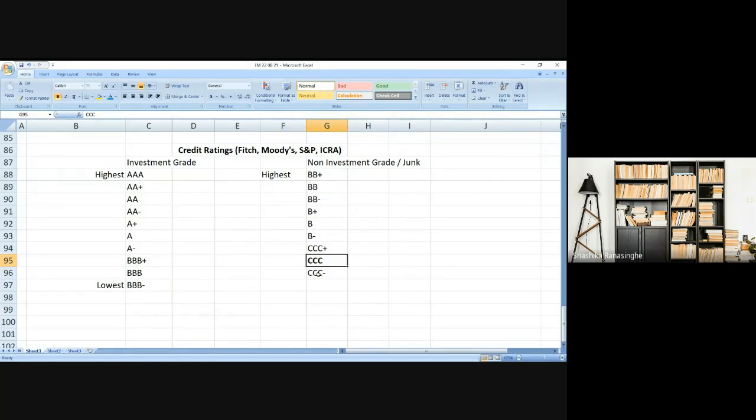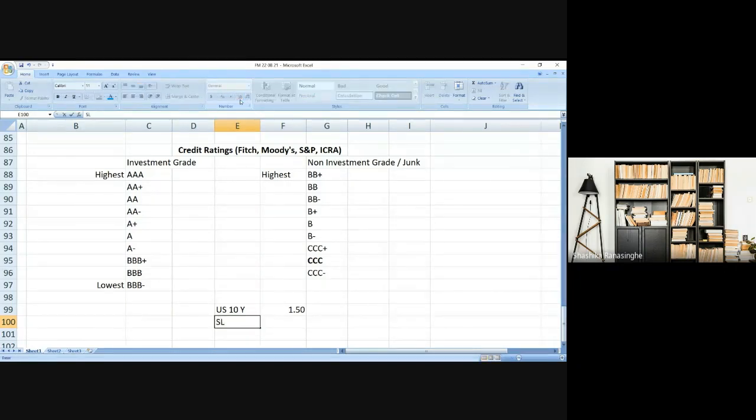Now, when the risk of default reduces, the default risk premium also reduces. Right? Default risk premium. Because if you look at US 10-year bonds, they're going at about 1.5%. US 10-year bonds are going at about 1.5%.